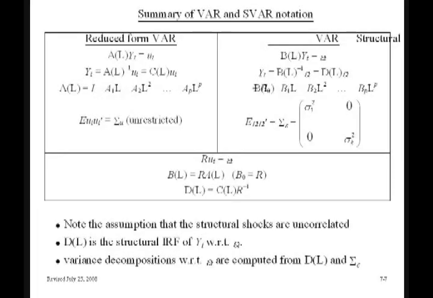Okay. All right. So this is just notation, and it's a little concise summary of what's going on. We've got the reduced form VAR, and we've got a structural VAR. And they are related to each other by this one magic matrix R. If you know R, you can compute all the impulse responses you want.